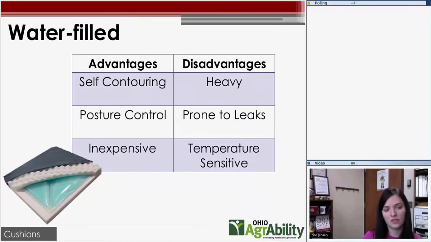Water-filled cushions, these aren't as common anymore. They are self-contouring, they do offer good postural control, and they are fairly inexpensive. They do add a lot of weight to the chair, on average, usually about 2 to 3 pounds. They are prone to leaks, and again, just like the gel-filled cushions, they're also temperature sensitive.